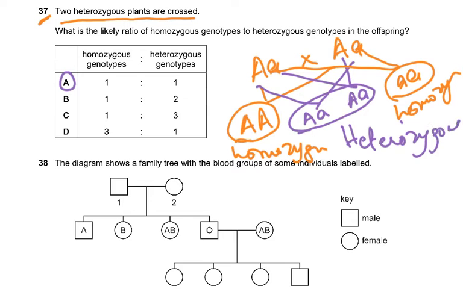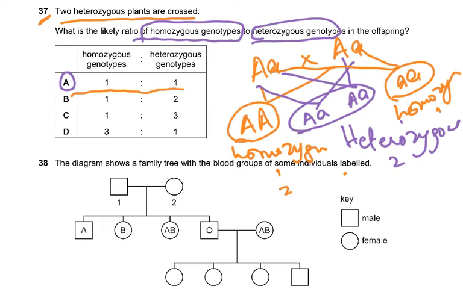Now only the very, very keen students really understand this. So what is the likely ratio of homozygous genotypes to heterozygous genotypes? The heterozygous are 2, and the homozygous are this and this. So 1 plus 1, these are 2 homozygous. So 2 ratio 2, which means 1 ratio 1. Now I know this, but this would be difficult for the child who has not understood the chapter on inheritance.